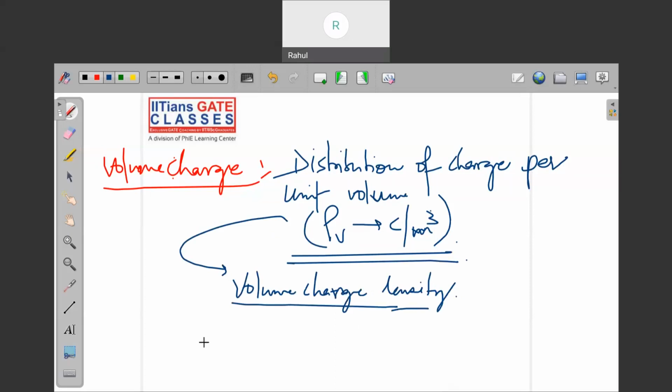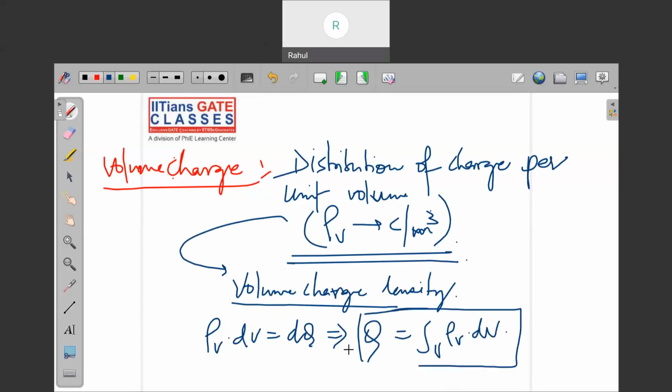And if you have the volume charge density, you multiply with dv to get dq, and the total charge you can compute by integrating over the volume, the integral of rho v dv. We have already seen this. So this is how we compute total charges. In the examination they might ask this; I think in the GATE examination one question was there.